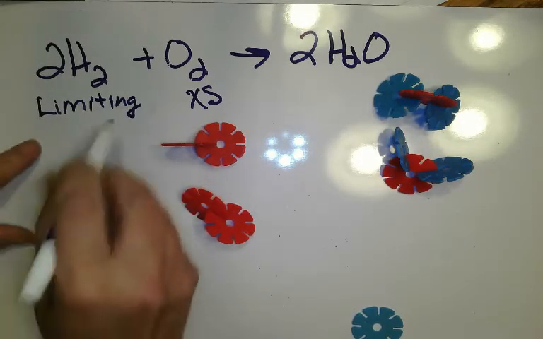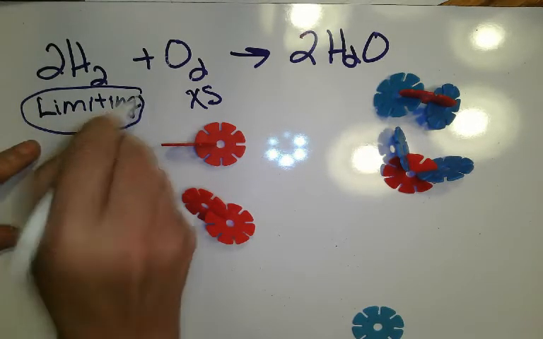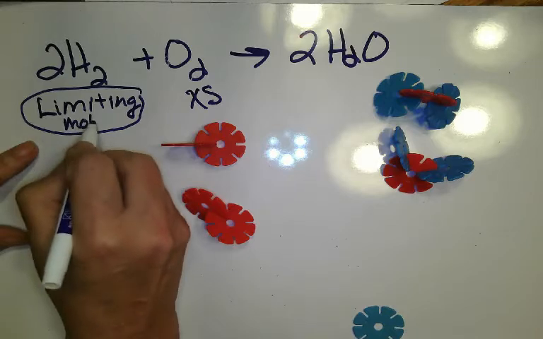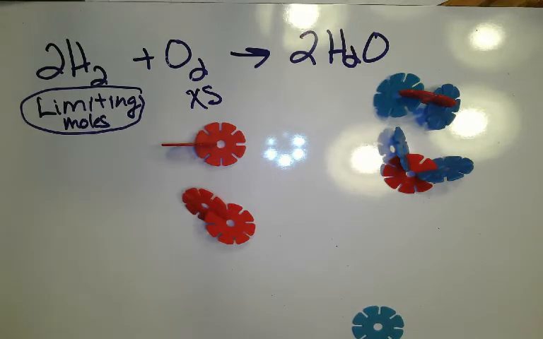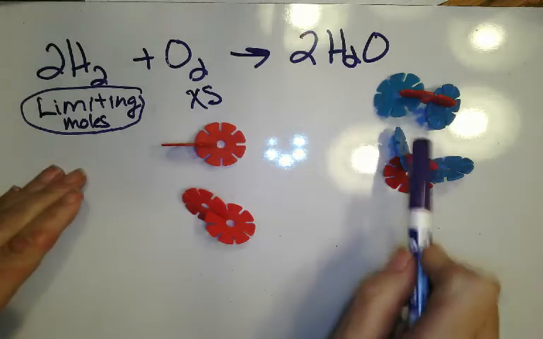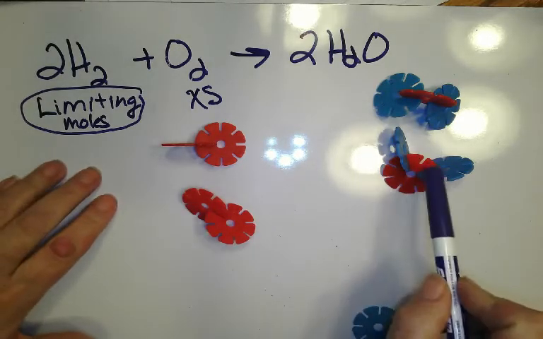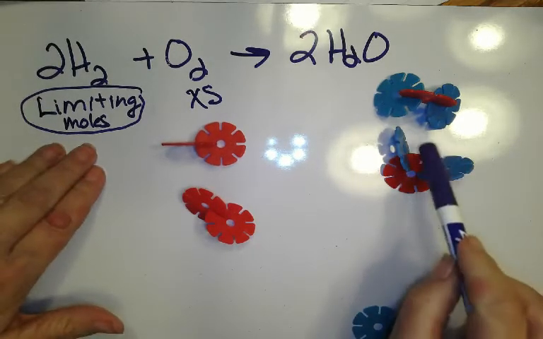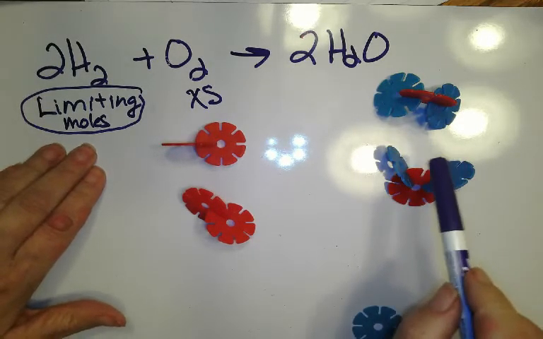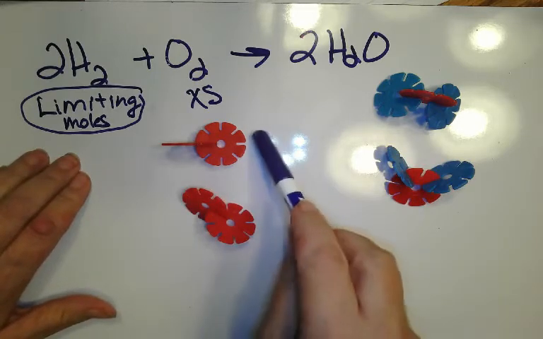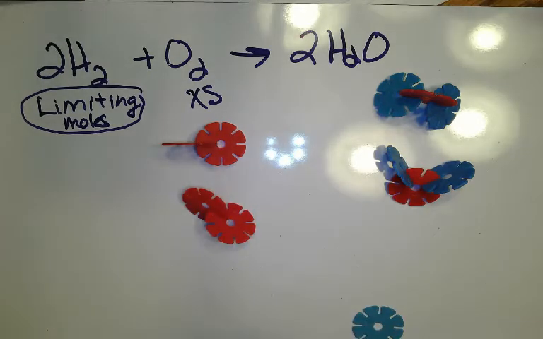And we calculate everything based on this amount in moles because that's the one that predicts how much is made. Notice I can't make any more. So this amount predicts how much product can be made. It also predicted how much oxygen I use.